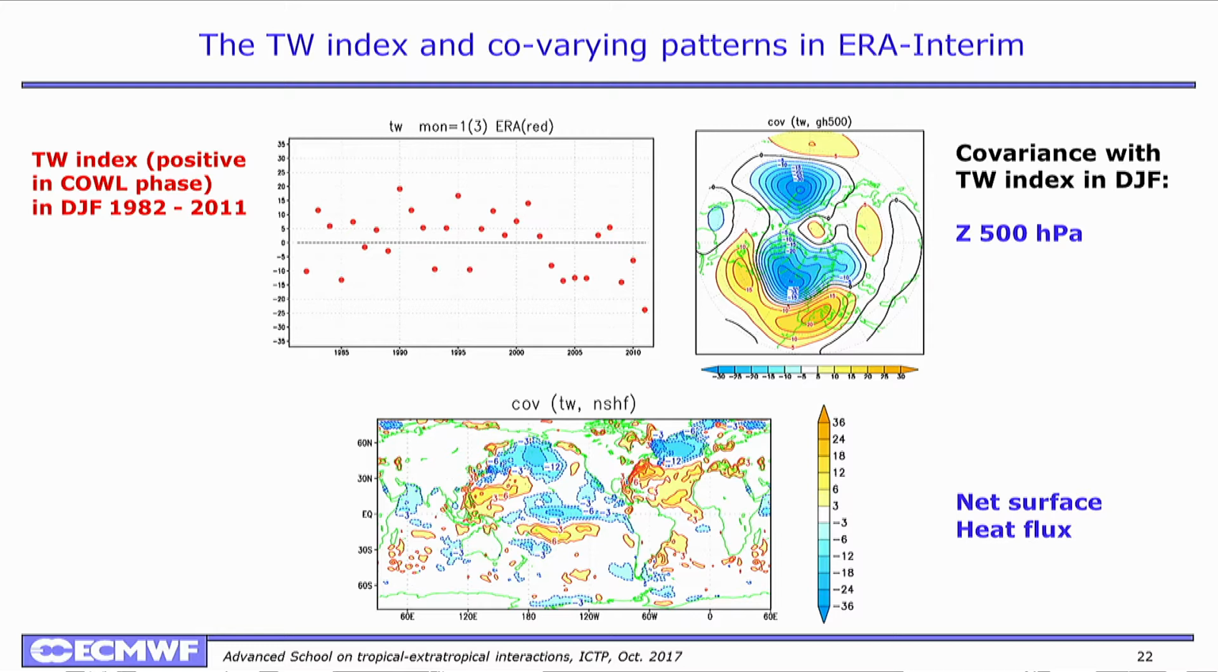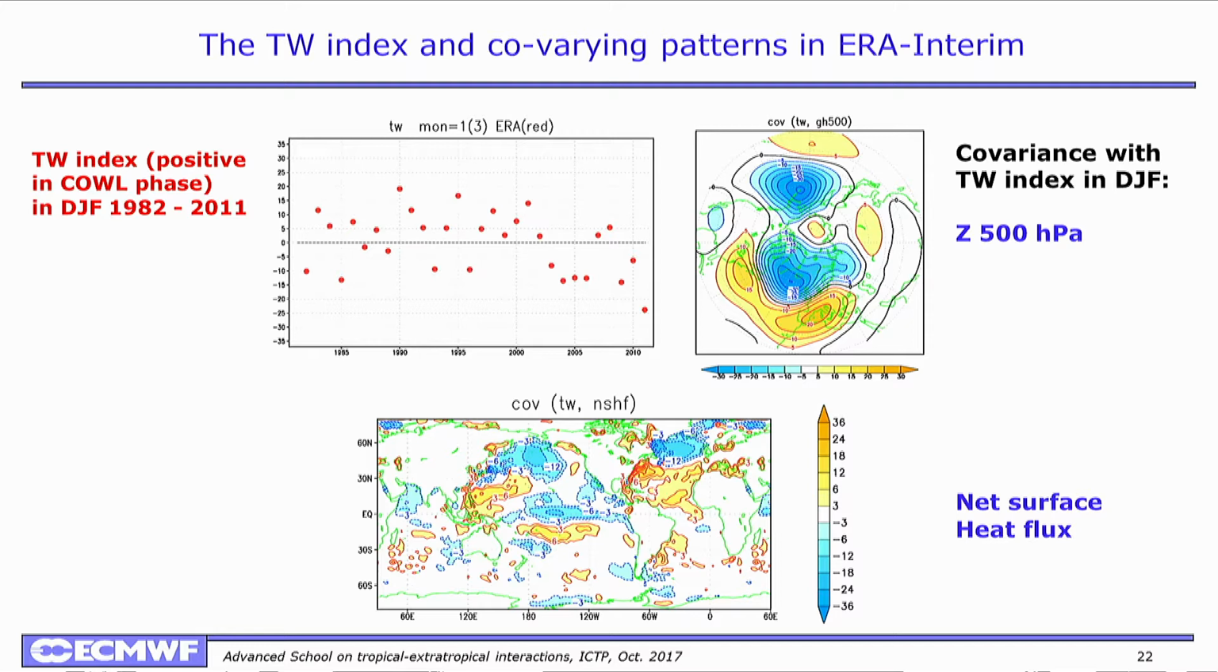The covariance of this index with geopotential height gives a very strong wave number two pattern. We are expecting this. In the positive phase, you have low geopotential height over the ocean, and so cold lower tropospheric temperatures. And you see here basically a strong North Atlantic Oscillation signal.